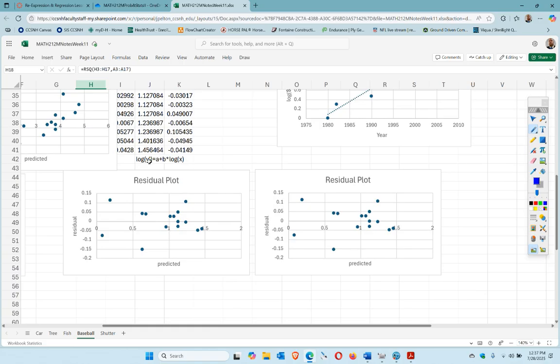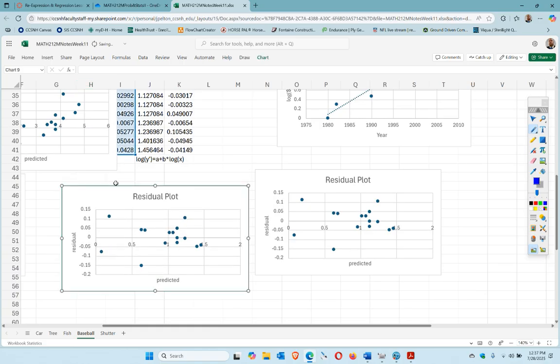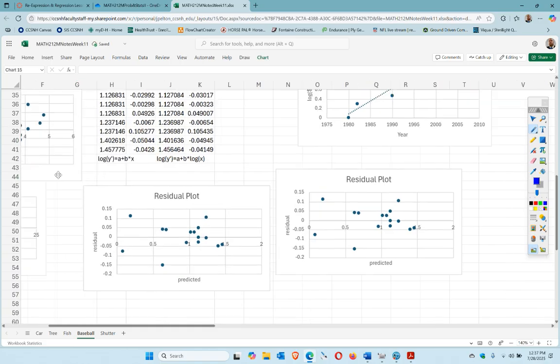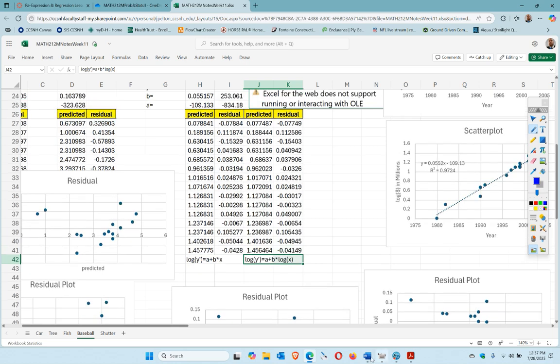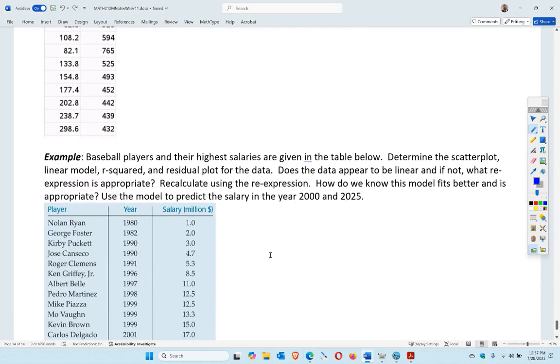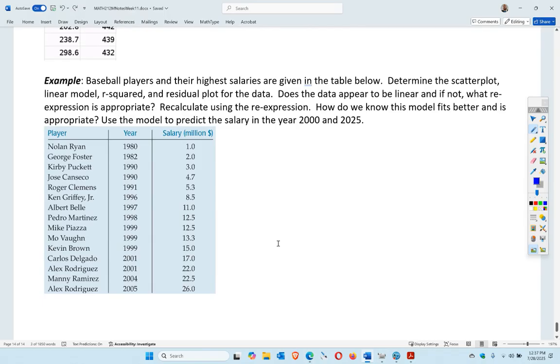So let's move this over. Did I hide it? Oh, there it is. So this is just logging the y, and this is just logging that basically. Okay, so let's do a prediction basically. So long story short, with this one we can make a prediction.